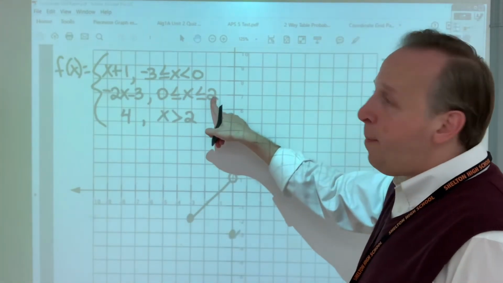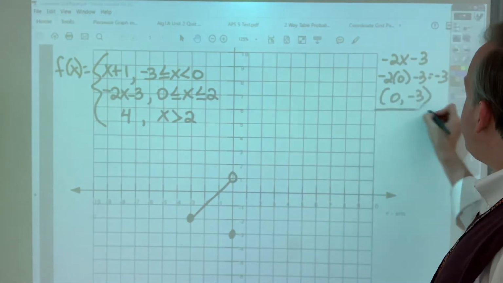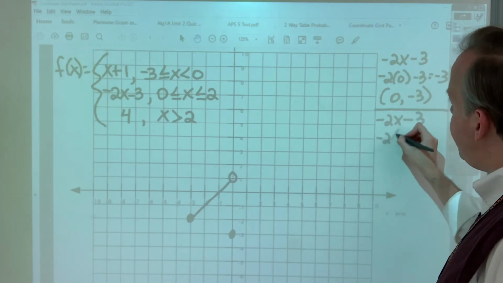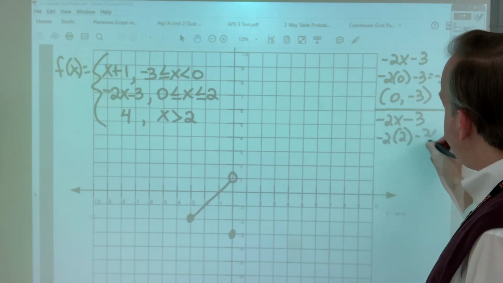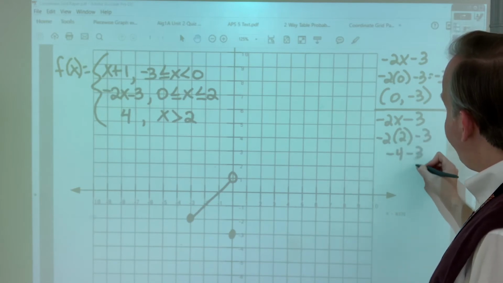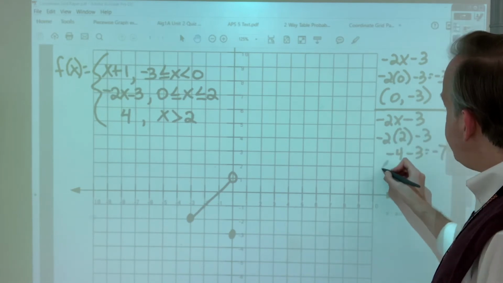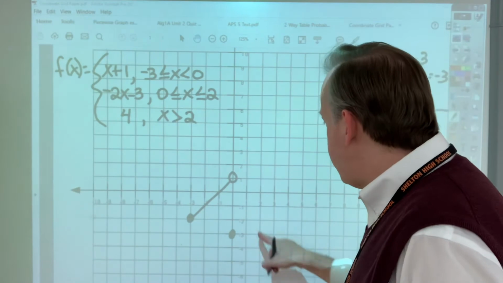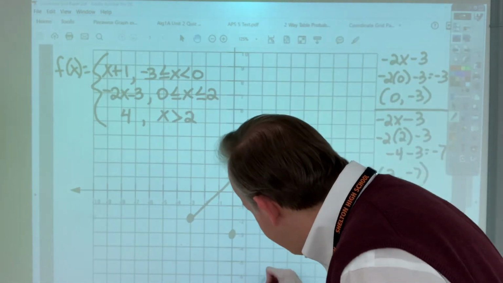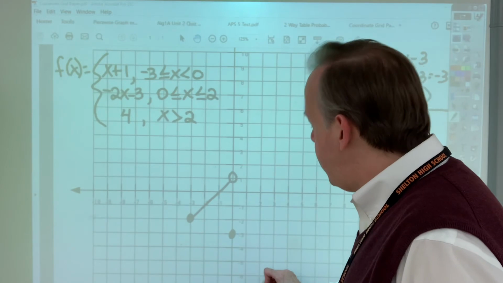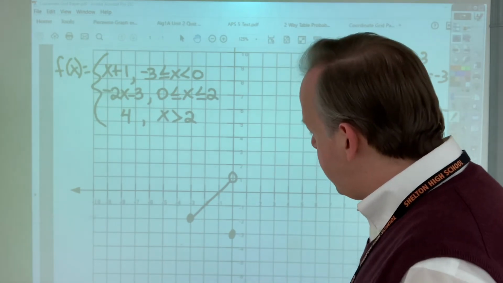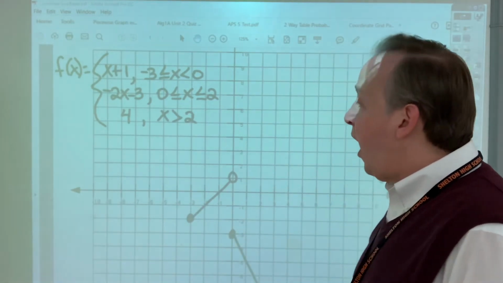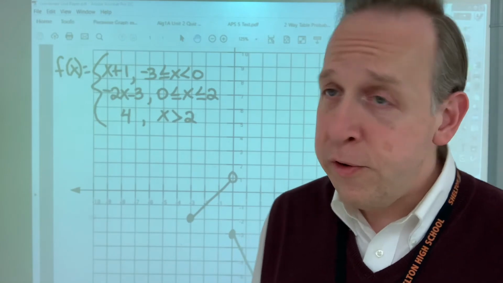I also have to find out what happens at 2. So I'm going to plug in the number 2. So it's -2x minus 3. I'm going to plug it in. So -2 times 2 minus 3, which is -4, minus 3, which is -7. So when I plugged in a 2, I got an output of -7. So at 2, I'm at -7 down here. Now is it closed or open? It's closed because it says or equals. And now I'm going to connect those 2 dots with a straight line. And that's the first 2 segments of my piecewise function.